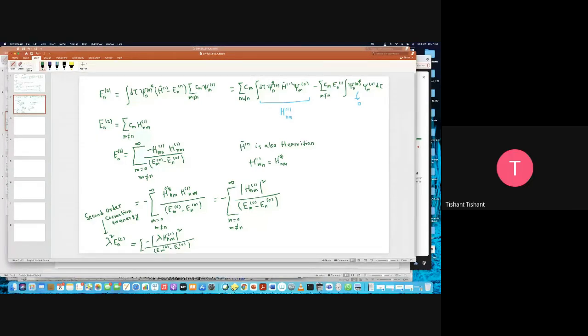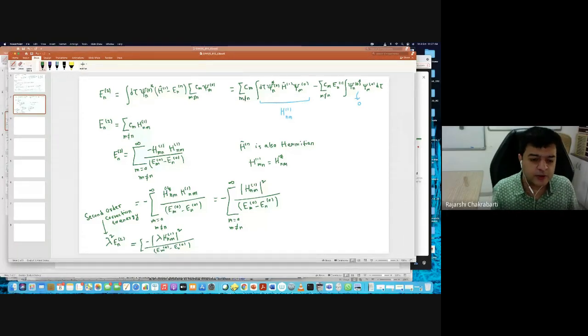Yes, sir. Now what about Em0 minus En0? Now this term is always positive. The absolute value square is always positive. Let me write down like this.